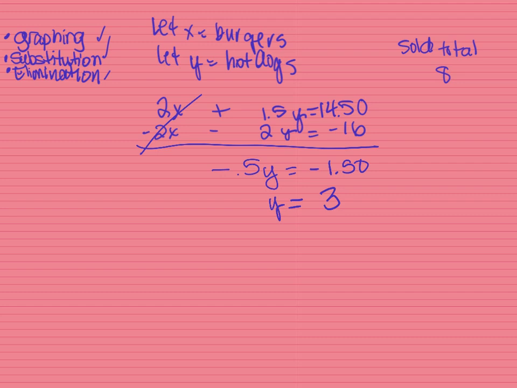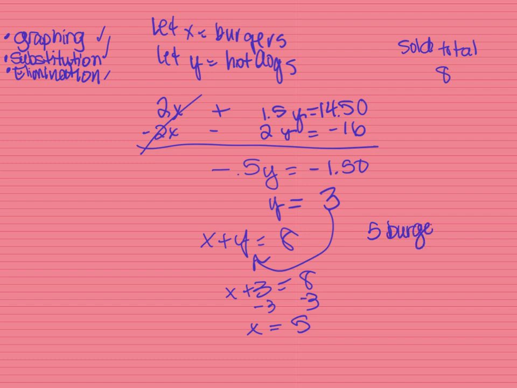And now I'm going to go back to that original, simpler equation of x plus y equals 8. There, I just plug 3 into y, so x plus 3 equals 8, minus 3. So x will equal 5. So our answer will be 5 burgers and 3 hot dogs.